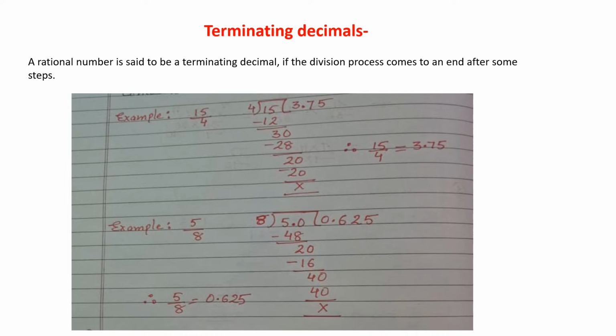Now next example, let's take 5 upon 8, where 5 is the dividend and 8 is the divisor. We will divide 5 by 8 as we divided earlier. Your answer would be 0.625. Again your answer has come to an end. So therefore 5 by 8 is a terminating decimal.